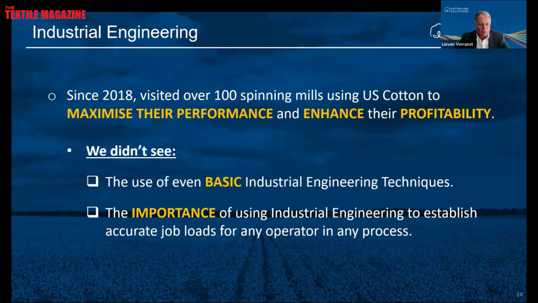Since the introduction of the CCI technical service team in 2018, as I told you, we have visited over 100 spinning mills that are using US cotton. And we have tried to help them to maximize their performance and to enhance their profitability. It was very strange to us that in almost none of these mills we have seen even basic industrial engineering techniques that are widely used in areas like Europe and North America, where labor costs are extremely high. In countries such as India, Pakistan, and Bangladesh, in most of the mills, we have not seen this basic industrial engineering.